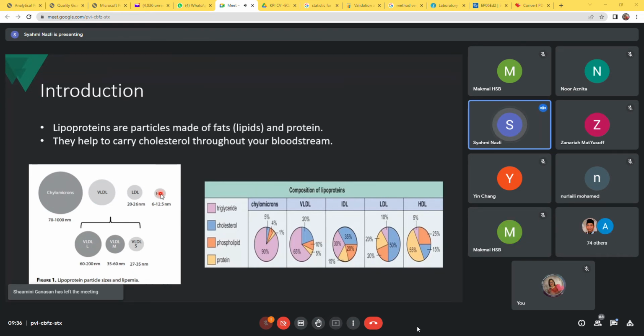So why is there a difference in the properties of these lipoproteins? Because it depends on the composition of the lipoproteins themselves. So chylomicron actually has the highest amount of triglycerides, followed by VLDL. LDL and HDL have the lowest amount of triglycerides. So this triglyceride actually gives the lipemic appearance of the samples.